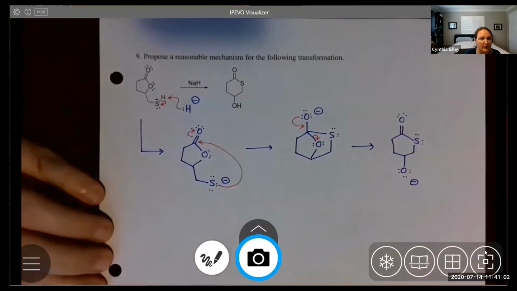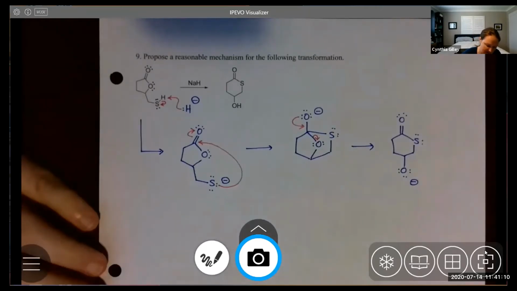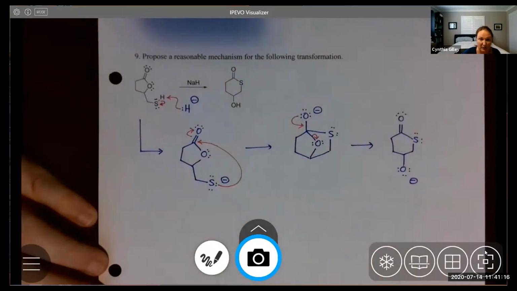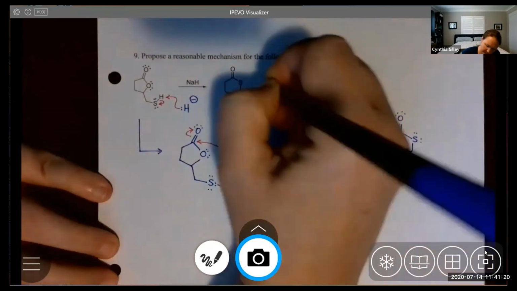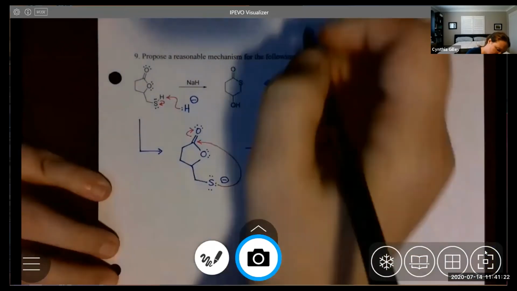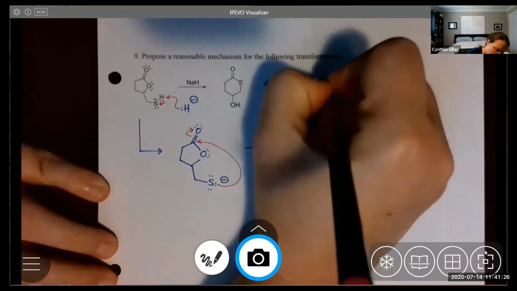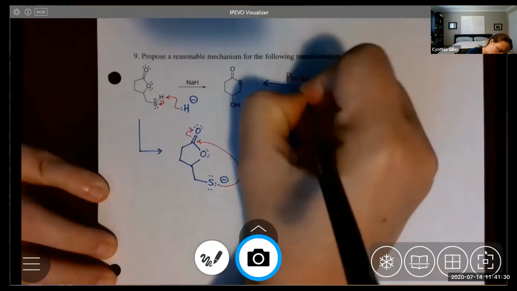Well, oops, what did I do? Oh, I'm going there. Now we're very close to the product here, and we just need to protonate this, right? And that will probably happen in the workup. Protonation as part of acidic workup.